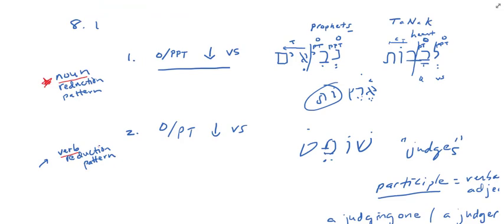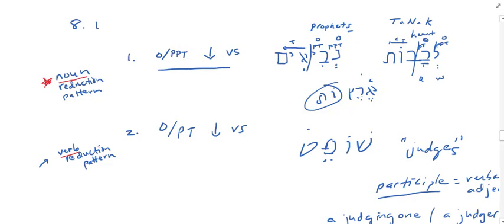Okay, so if you remember, I asked you to write down the words noun reduction pattern and verb reduction pattern next to numbers 1 and 2 on page 76 under 8.1. And we've already talked a little bit about the first one. What we're dealing with here are situations where vowels can reduce. That is, vowels can reduce to a vocal shava.